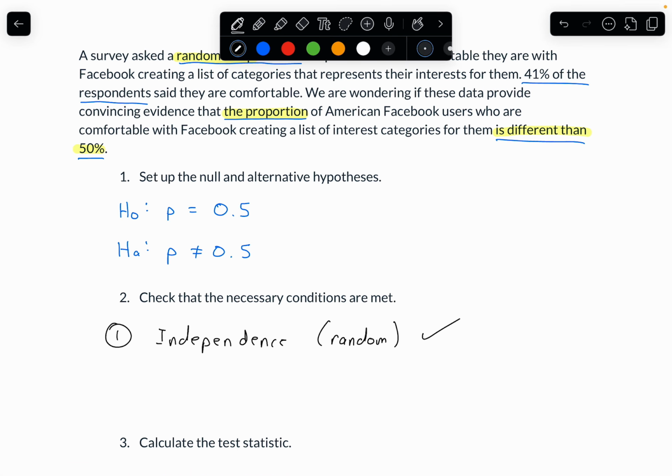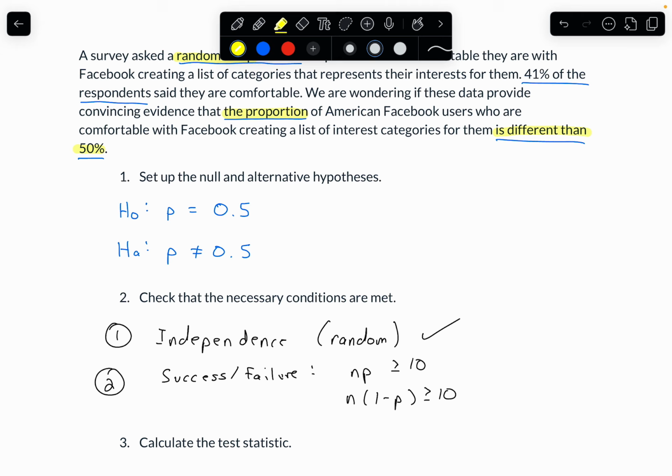And then for number 2, we have to check that success-failure condition. Now, for the central limit theorem, we used n times p. So we used n times p is greater than or equal to 10, and n times 1 minus p is greater than or equal to 10. Now, in this case, again, with most of these types of questions, we don't know what p is, but we are making an assumption here.